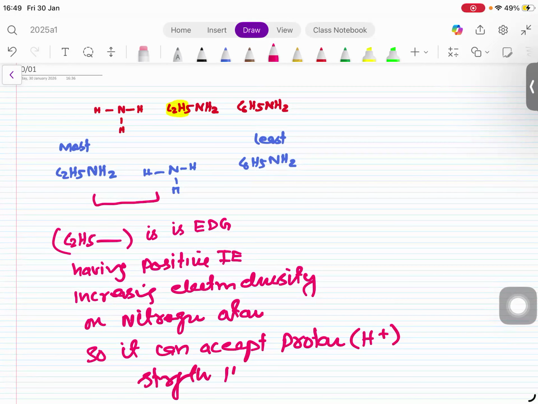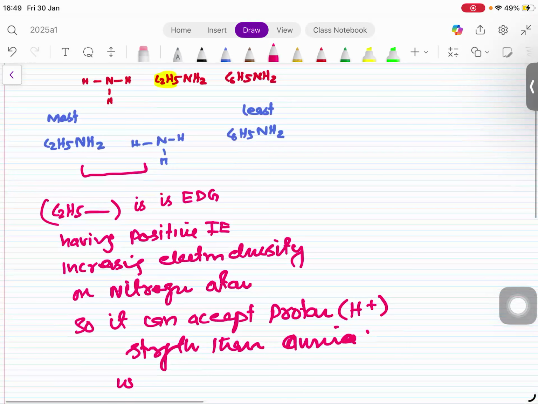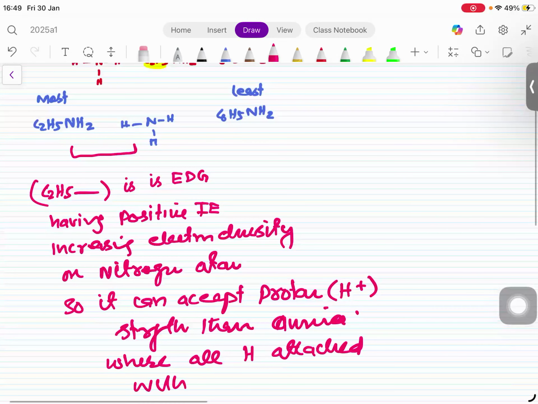Then ammonia, where only hydrogens are attached, no alkyl group. Okay, now what about the other part? Positive inductive effect is a term used to explain that the electron density is passed towards the nitrogen atom. This is known technically as positive inductive effect.